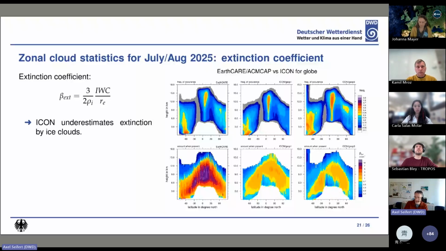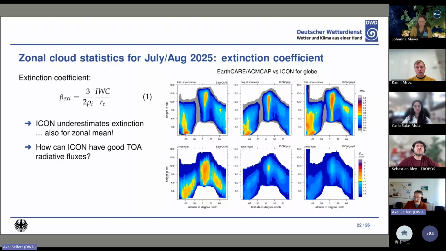And now, instead of having this frequency of occurrence and amount when present, I show now also the actual zonal mean, which would be what's then relevant for radiation. And also in the zonal mean extinction, we underestimate compared to EarthCARE. So this is now really a bit worrying. So our ice clouds are not radiatively active enough. But I've shown you before that our fluxes are actually pretty good. So what's going on here?